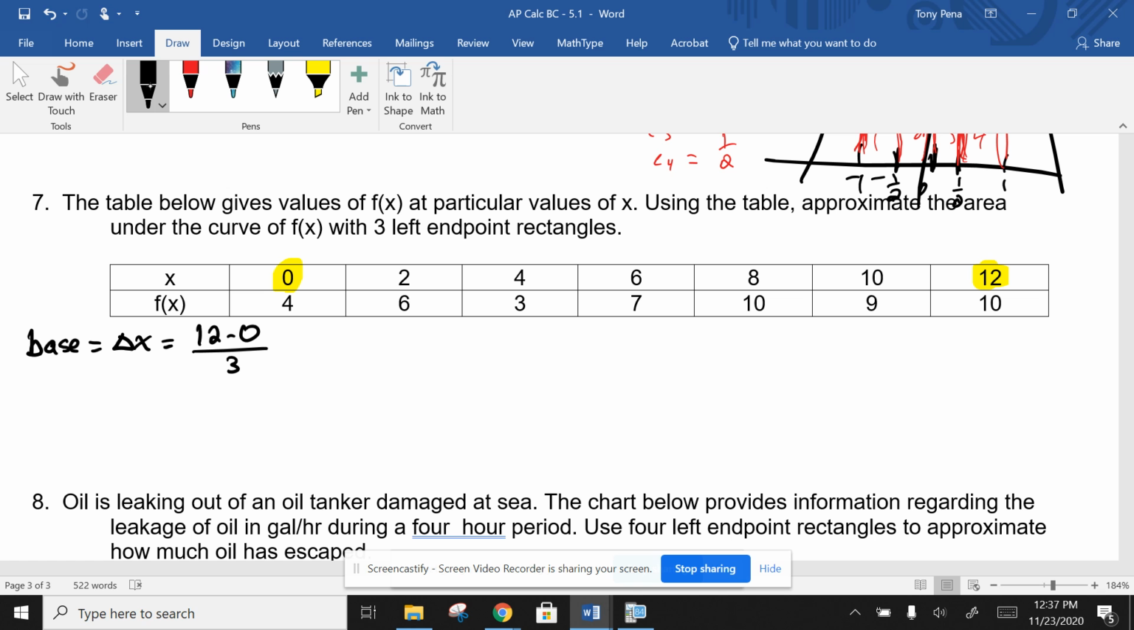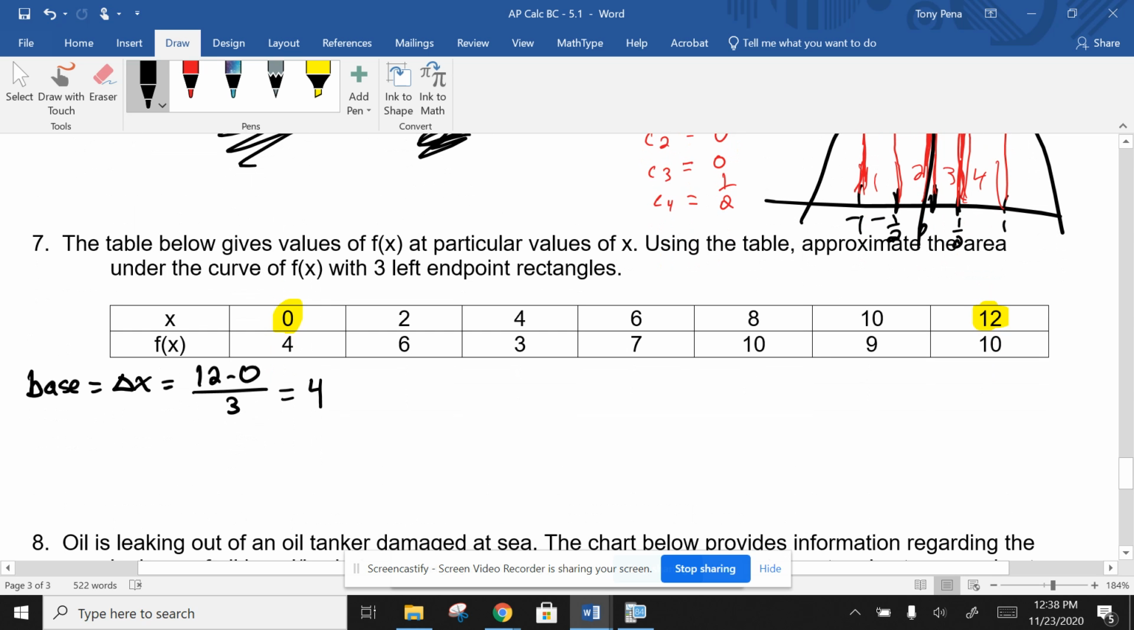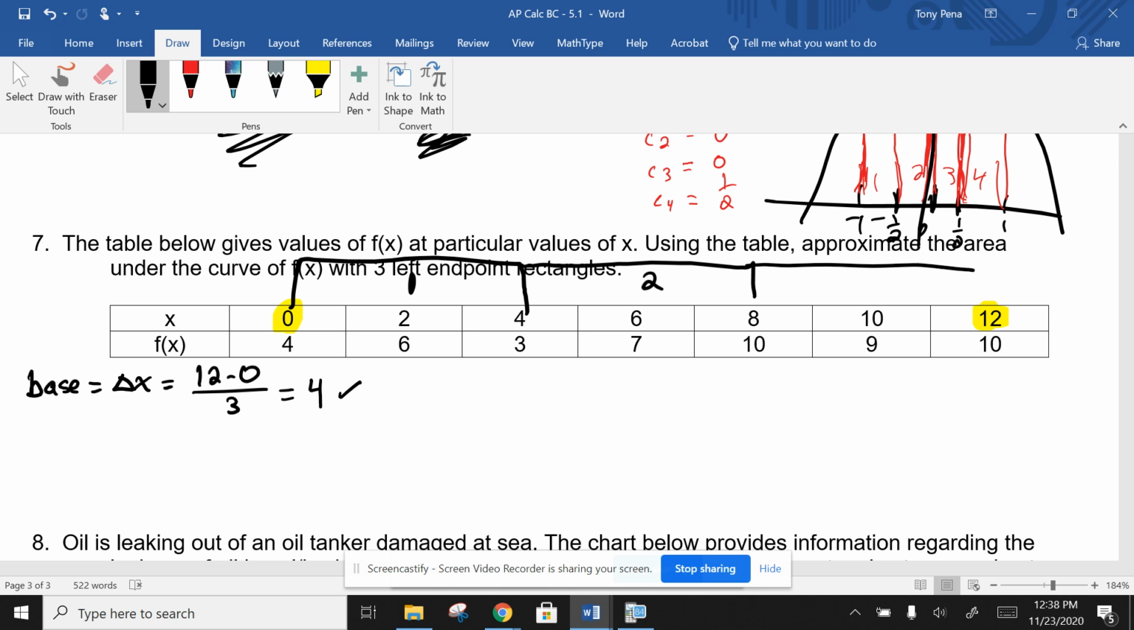We want to do it with 3 rectangles. So that means we need to have a change in x of 4 to start at 0, finish at 12, and end up with our 3 rectangles. Strongly recommend actually drawing these in. So if we had drawn them in like we did above in the previous 3 problems, we would have gone up from 0 and we would have moved over to 4. This would be rectangle number 1. Then I have to go over another 4. So now I'm going to go over from 4 to 8. That would have given me my second rectangle. And then from 8 to 12, I would have gotten my third rectangle.